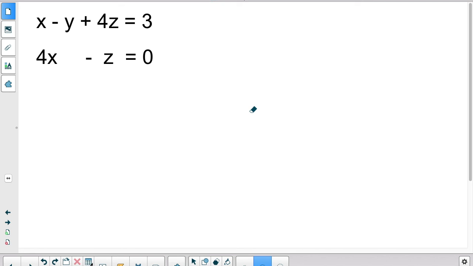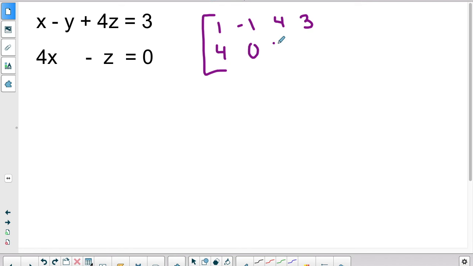So when we look at this here, again, we're going to write our matrix. That's the first thing I'm going to write. And our matrix for this here is going to be 1, -1, 4, 3. And on bottom, we're going to have 4, 0, -1, 0. Just because we don't have a y term, that's fine. We just put a 0 in place for that term.